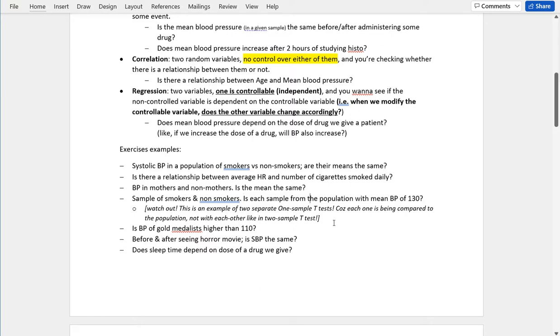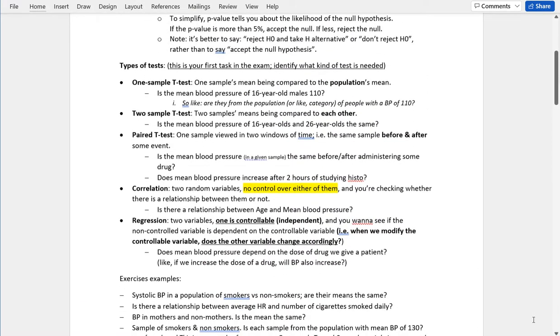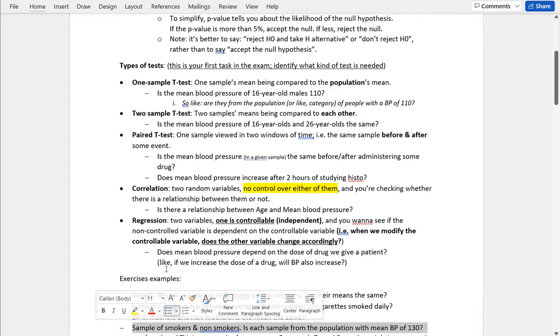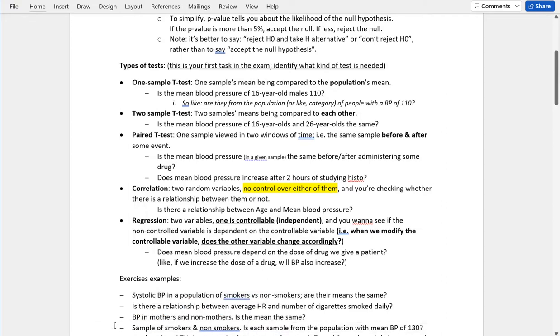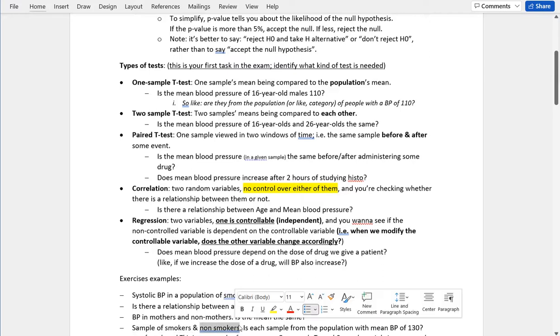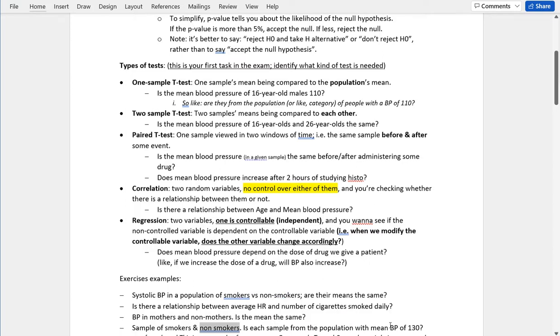Usually I'd cover this up. Okay, just look at it like that. So, a sample of smokers and non-smokers. Is each sample from the population with mean 130? Tick tock, tick tock, tick tock. This is one-sample t-tests. These are like two individual one-sample t-tests, because you've got a sample of smokers and a sample of non-smokers, and you're seeing if they fall into the category of the population of people with a blood pressure of 130.